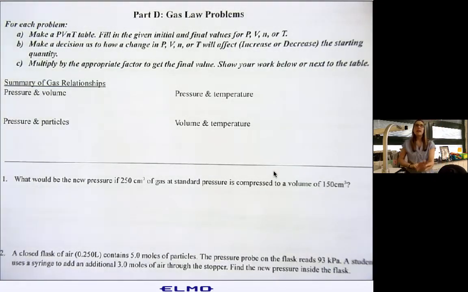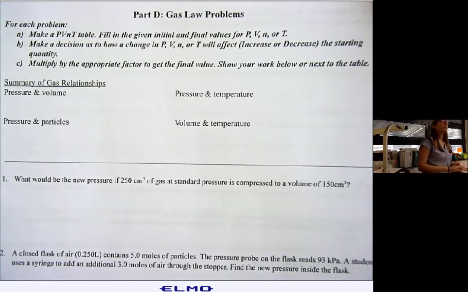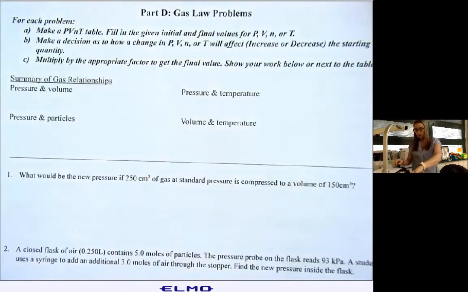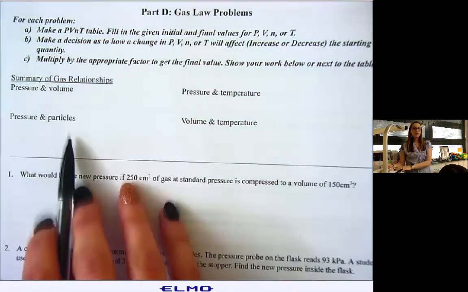All right, so again, we're in part D of our discussion packet. That's page 4. What we're going to be looking at today is how to solve for an unknown variable: pressure, volume, number of moles, or number of particles, or temperature. Before I go through and talk about how to solve each problem, I want to look at the summary of the relationships.